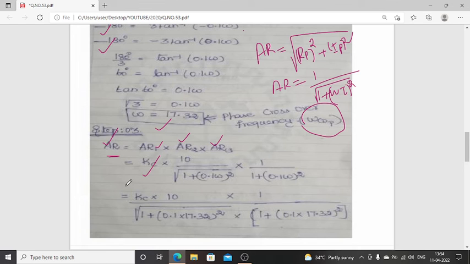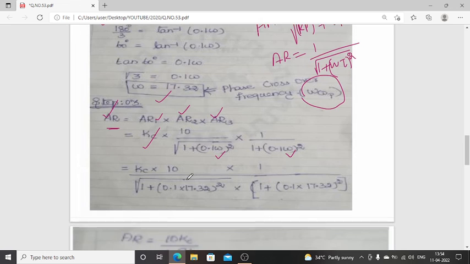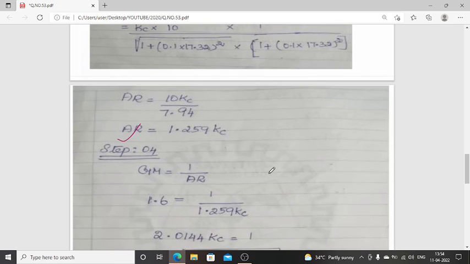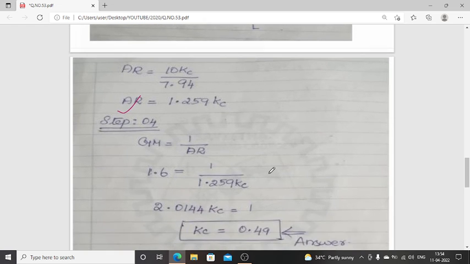From this we are going to find the amplitude ratio. How to calculate the overall amplitude ratio here? We have the omega value. Substitute in this equation and find the overall amplitude ratio value. So here amplitude ratio is equal to 1.259 Kc. Okay, this is the third step.